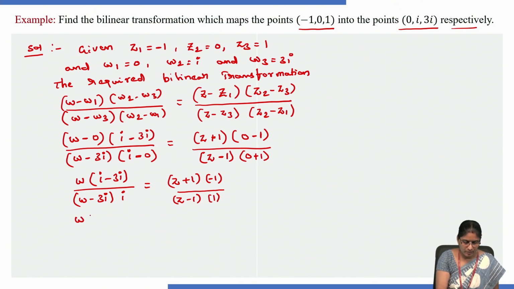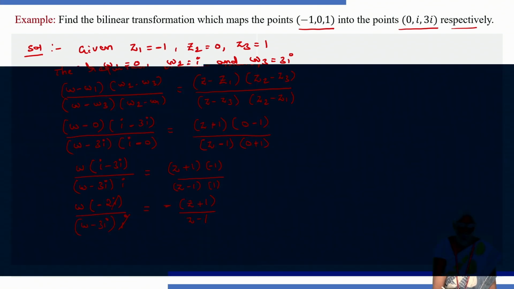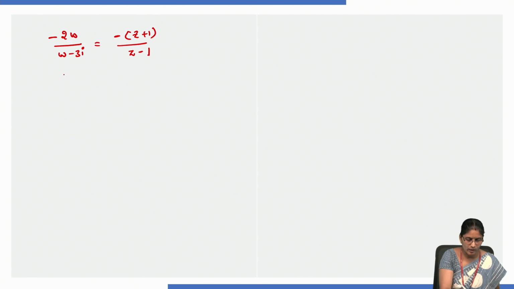Next, w into i minus 3i is minus 2i, by w minus 3i into i, equal to minus of z plus 1 by z minus 1. Here in the denominator i is there, in the numerator i is there. Cancel this. We get minus 2w by w minus 3i is equal to minus of z plus 1 by z minus 1.